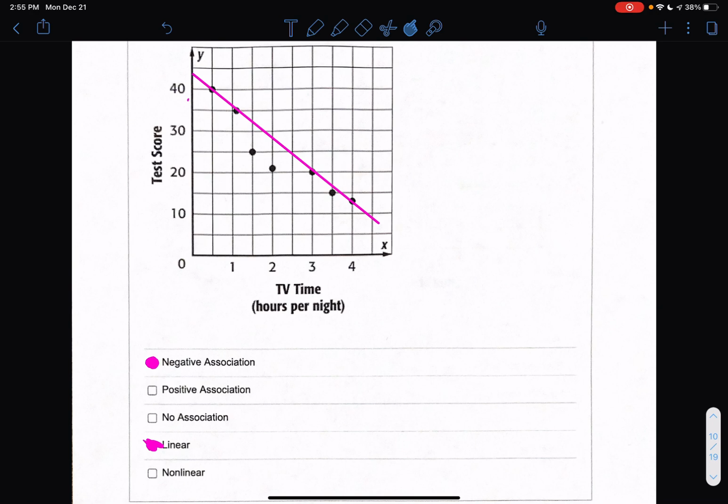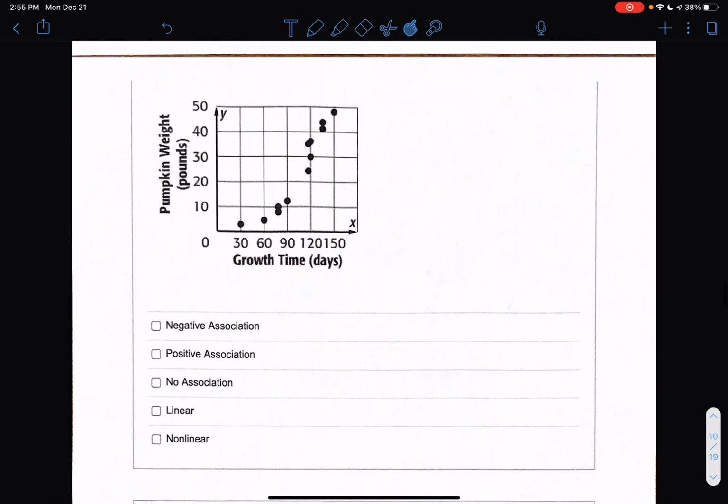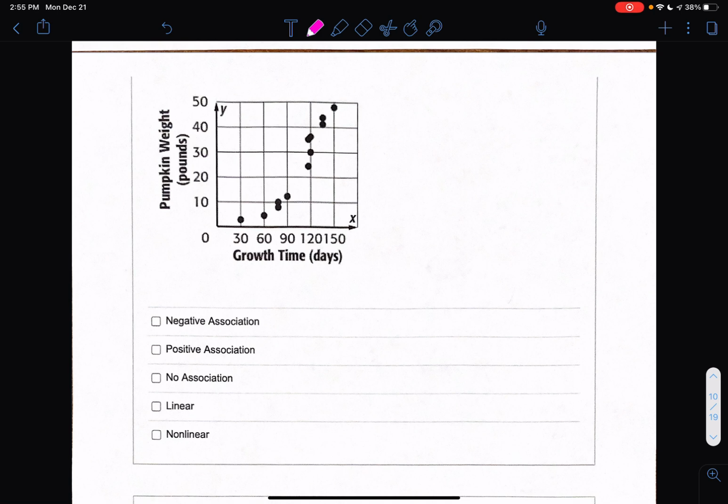Moving on to this last scatter plot. Once again, starting at the y-axis, if I slowly start reading it towards the right, I'm going to see an increase in my graph, meaning I'm going to have a positive association. But we have to make sure that most of my points are in the direction of some type of line. If I look at most of my points on this graph, they're actually giving me a curve, which makes this nonlinear.